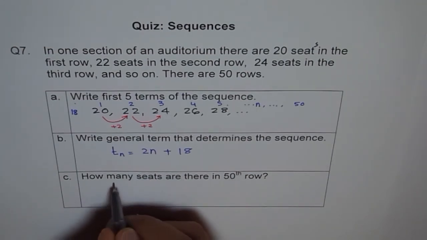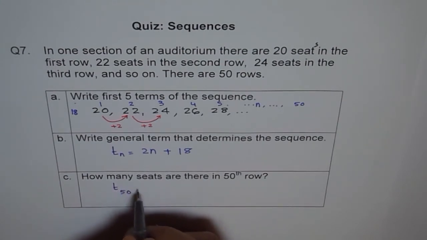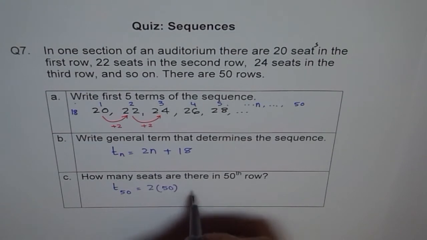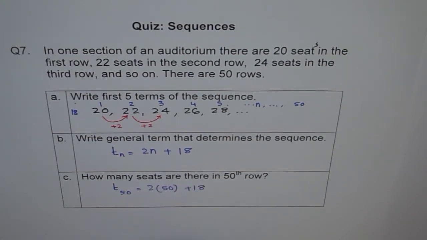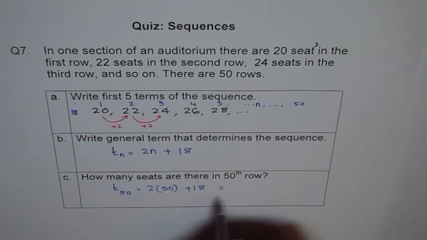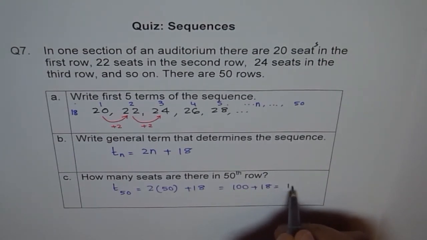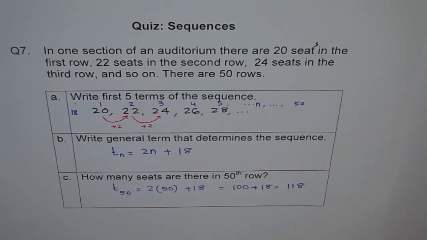So we'll write T50 here and calculate. 2 times 50 plus 18. And that gives us 100 plus 18, which is 118. Okay? So that's our answer for the seats in the 50th row.